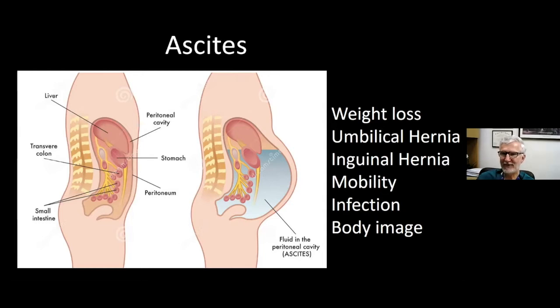Those patients may develop umbilical hernias. They may get incarceration of bowel inside the umbilical hernia. They can develop inguinal hernias. They have mobility problems. It's hard to get around with a belly full of ascites. The ascites can become infected. And also, it's just a body image issue with these patients. They don't like looking like they're 6 or 8 months pregnant when they're walking around in public.